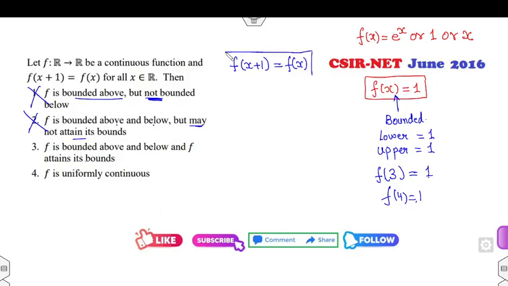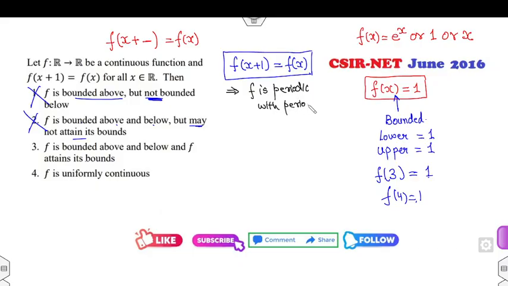Now, look at this function. What comes to your mind when you think about this function? Like f of x plus something is f of x. Now I think you can think about that. Yes, f is a periodic function. So if f is a periodic function, what is the period? The period is 1. Fine. Now if you remember my earlier four shortcut tips, if f is continuous and periodic, what does it mean? It is uniformly continuous.